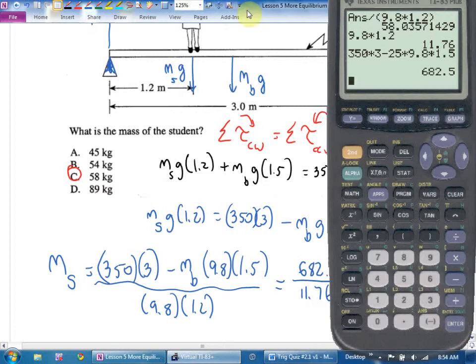Message for this question, Kellen: on your test, I won't always say find the tension or find the force. I may say, hey, find the mass of the beam, which would be an interesting one. Or find the weight of the beam, which would be mg of the beam. I don't always just have to say find tension.